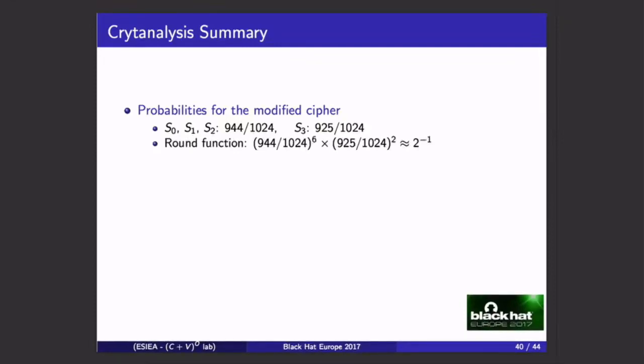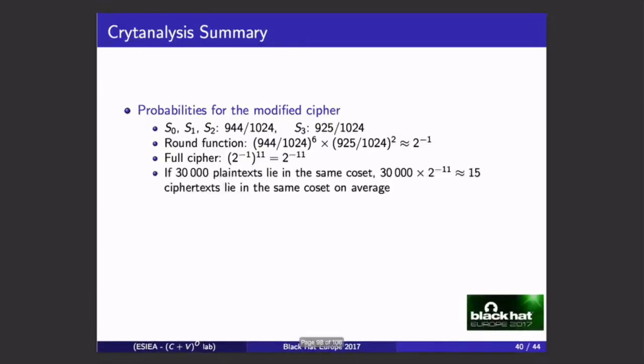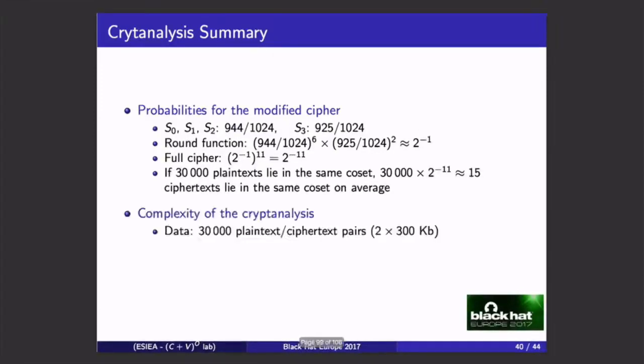So, in fact, this probability made it so that the public S-box and the secret S-box behave in the same way with a probability 0.5, and over all the round functions with a probability to the power -11. That's the reason why we need only 30,000 plaintexts, and the final complexity means only 600 kilobytes of data in order to break the system.